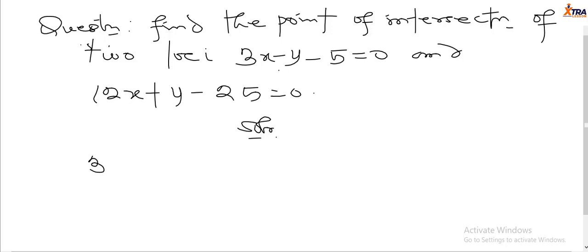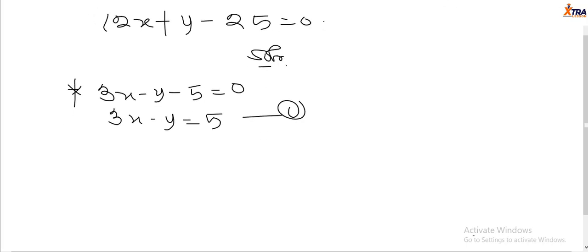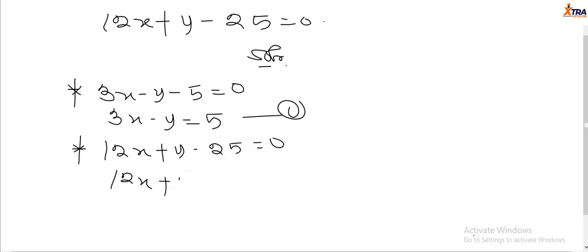For this, we have 3x minus y minus 5 equals 0, so we have 3x minus y equals 5. That forms equation 1. The second one, we have 12x plus y minus 25 equals 0, so we have 12x plus y equals 25. That forms equation 2.